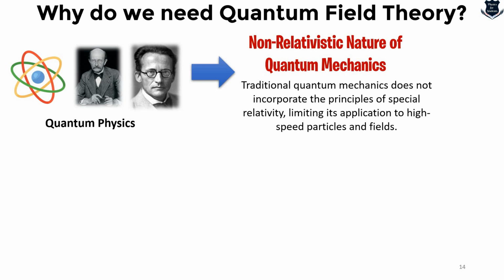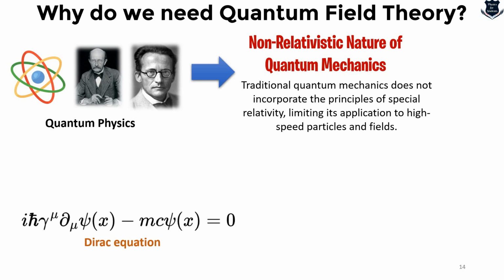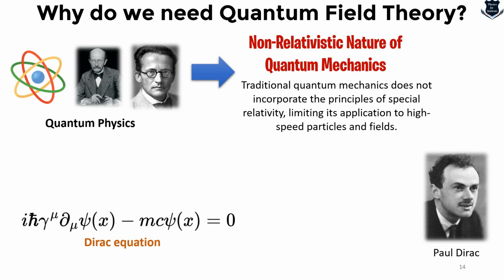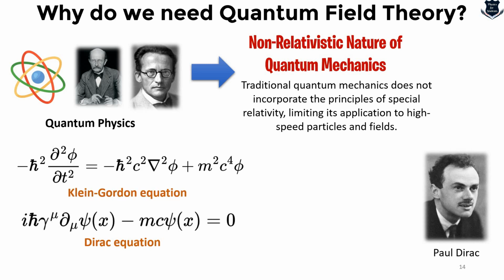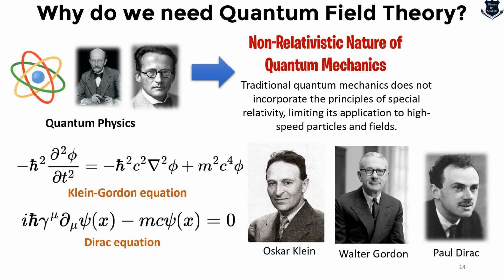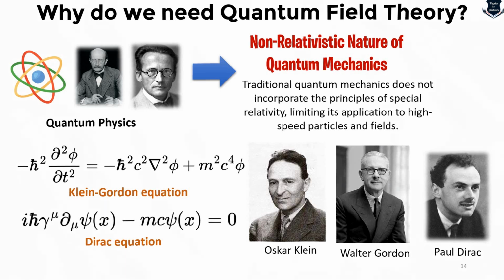Anyway, because it was non-relativistic in nature, there was a limitation in incorporating those equations into special relativity and high-speed or high-energy physics. So during that time, two equations were found. One was the Dirac equation by Paul Adrian Maurice Dirac, a British physicist, and another was the Klein-Gordon equation, found by Oscar Klein and Walter Gordon. These two equations were an attempt to put the relativistic part of special relativity into quantum mechanics. This was the early attempt, but there was a problem. Now what was that problem?